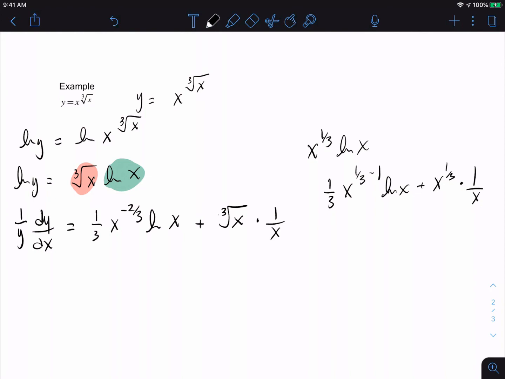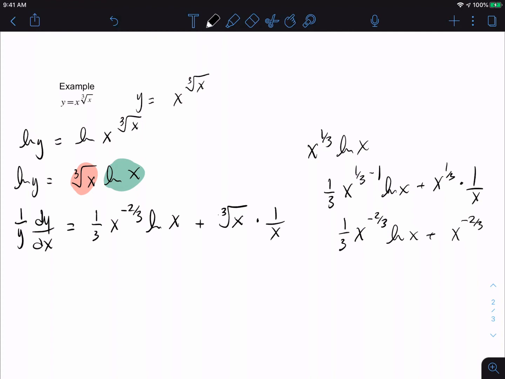Professor, for that last step, you did the product rule, correct? Correct. That is the product rule, and that's why I colored them, F and G, so you can see that it's the product rule. So then that gives me 1/3 x to the negative 2/3 power ln of x, and then we could clean that up. We can say that this is x to the negative 2/3 power. Do you see that?